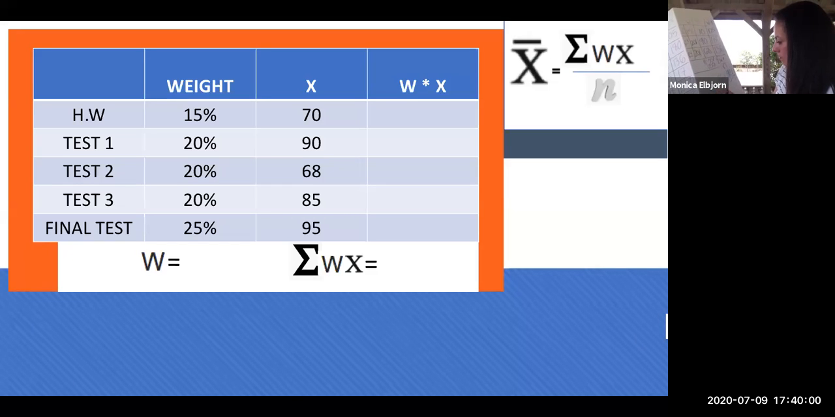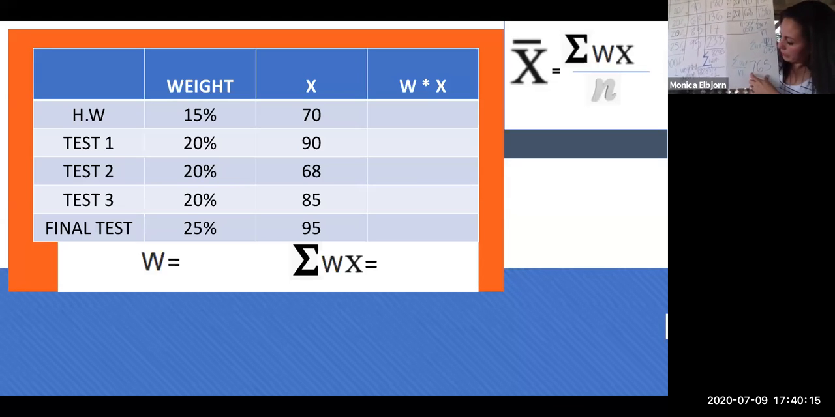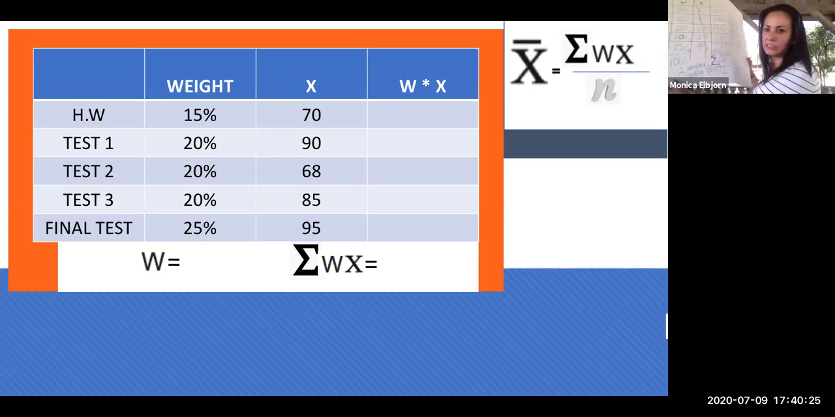So the sum of W times X divided by N is equal to 76.5. So after your test 2, you were able to say, oh, I already passed the subject, 76.5. But then if you added these 2, you got it up to 82.85. So it's making sense, the weighted average.